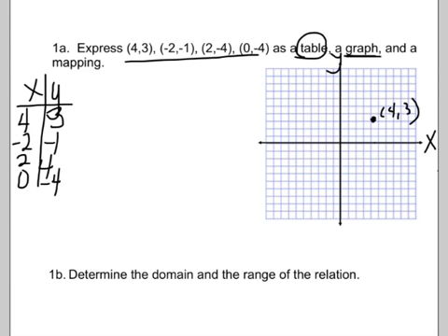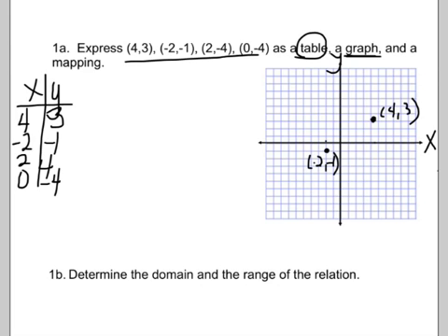Alright, my next ordered pair is negative 2, negative 1. So I'm going to count over to negative 2 on my x-axis because my x goes first. 1, 2, down to negative 1. And there's my point, negative 2, negative 1.